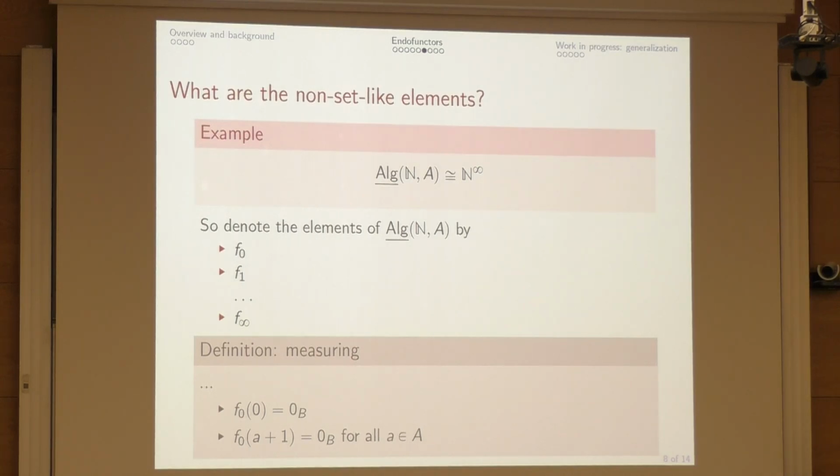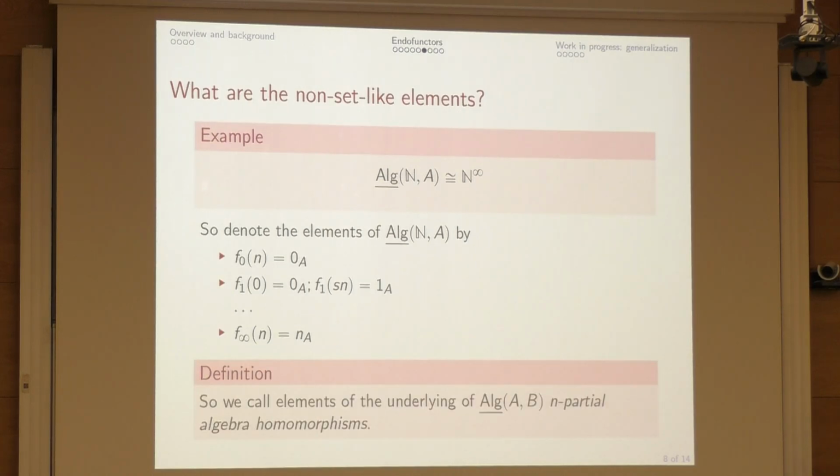And maybe I'll go a little bit quickly through this in the interest of time. If we look at the definition of measuring, we see that the first one has to take everything to 0. The second one has to take 0 to 0, and then everything else to 1. And similarly for the second one, it takes the first thing to take 0 to 0, 1 to 1, and everything else to 2, etc., etc. And F infinity is the identity. Or not the identity, but is taking n to NA, by which I mean the nth successor of the base point of A.